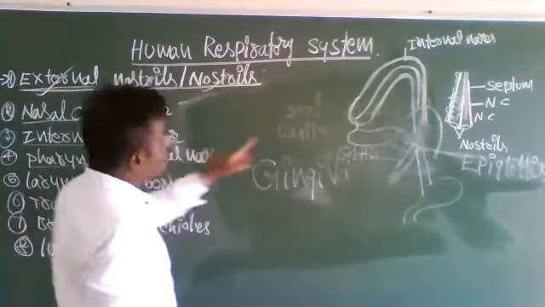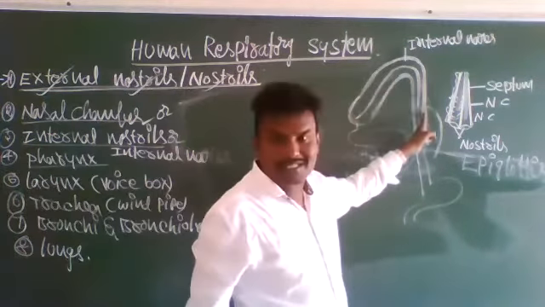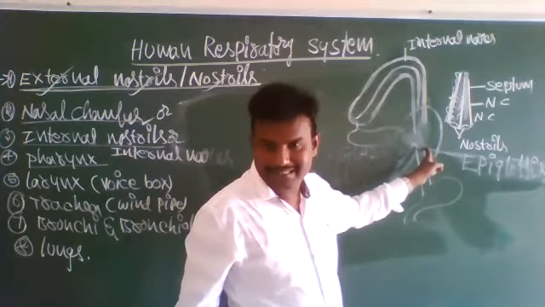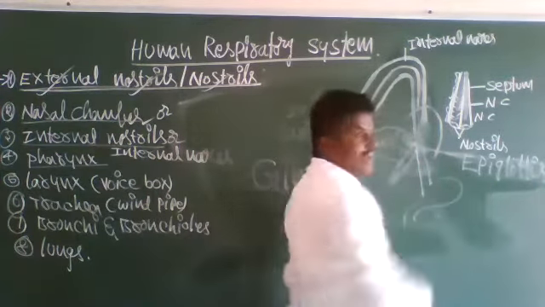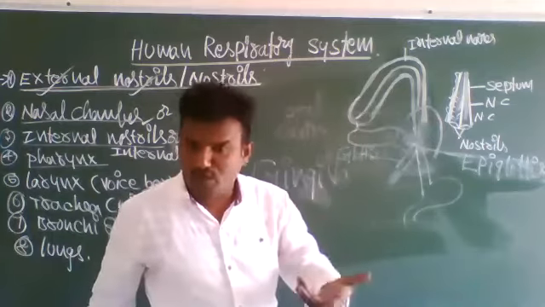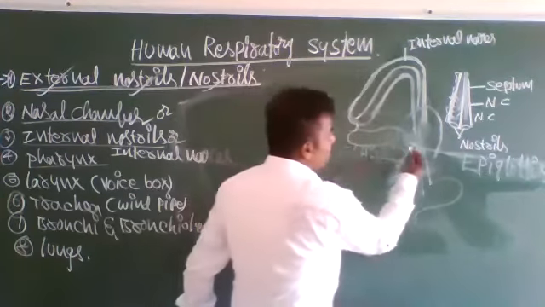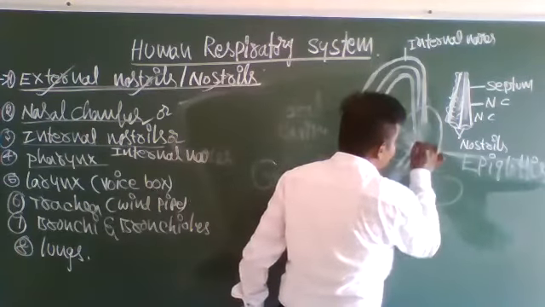So the internal nostrils continue into the pharynx above the soft palate. This is called the pharynx. The pharynx is a common chamber for food and air. Okay, that's all.